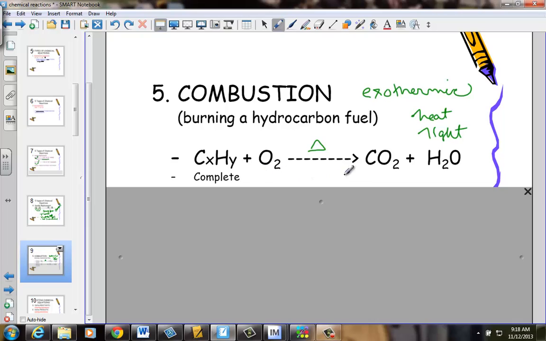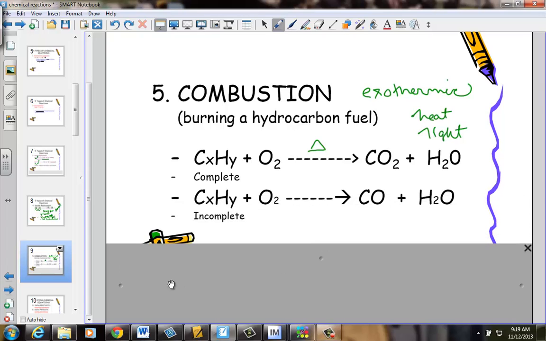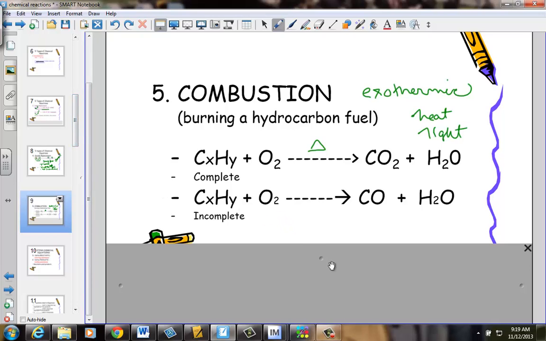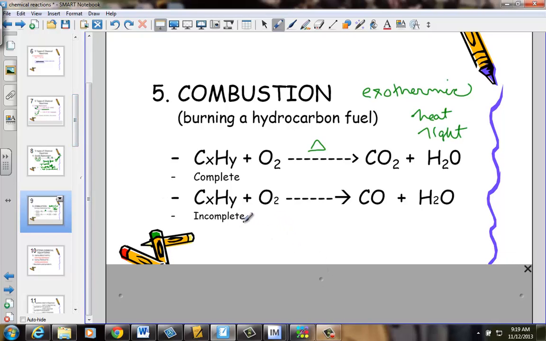The skeleton of this chemical change is always the same. If the amount of oxygen is not sufficient to completely burn the fuel, we end up with what's called an incomplete combustion. Notice the left side of our equation is identical. The same fuel, C sub x, H sub y, burning with an insufficient amount of oxygen, which happens all the time in engines, especially because engines are not 100% efficient.